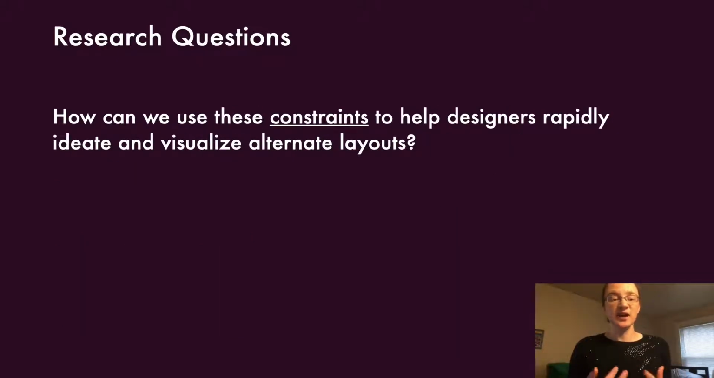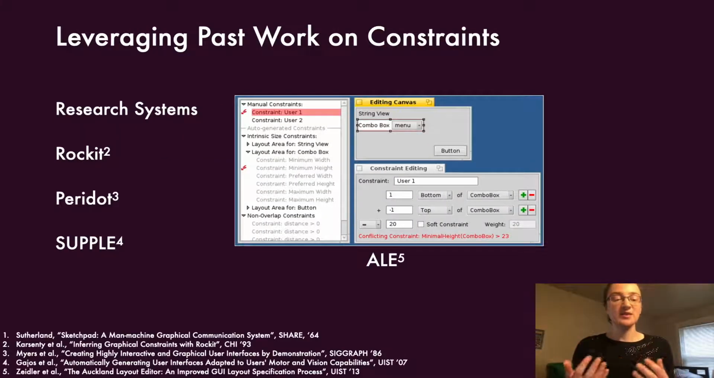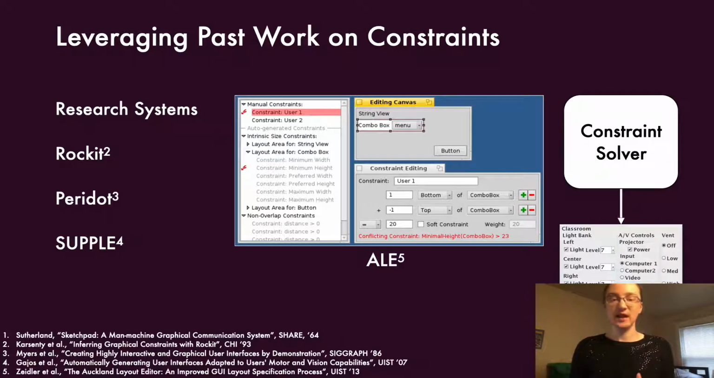So the next question is, how can we use these constraints then to help the designers rapidly ideate and visualize alternatives? So how can we go from these high-level constraints the interface designer defines to have a system help them ideate and visualize layouts? To answer that, we leverage past work on constraints in user interface builders. Constraints have a long history in interface creation tools like Sketchpad and research tools. Constraint solvers used by these tools can generate layouts that satisfy a set of constraints. However, the focus of many of these tools is to help the interface designer create one unambiguous solution to their layout or a few for alternate layout dimensions.